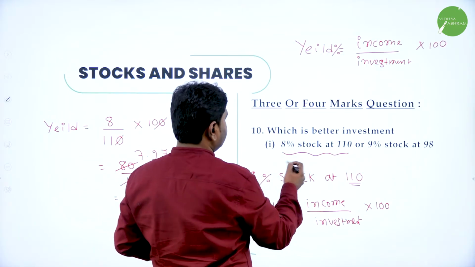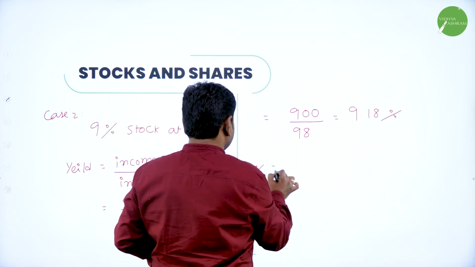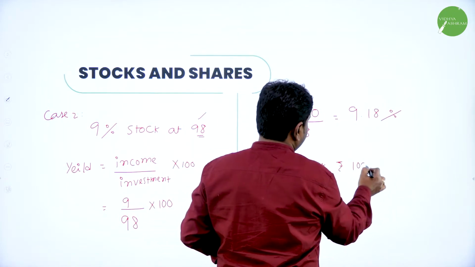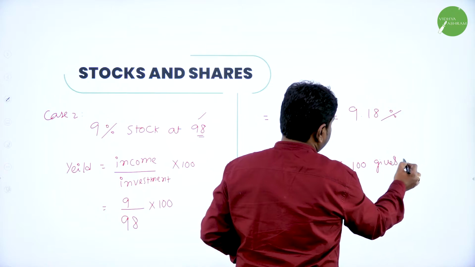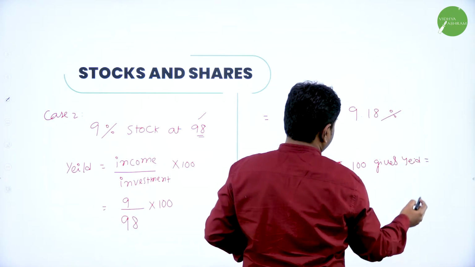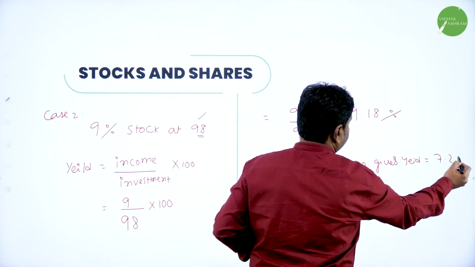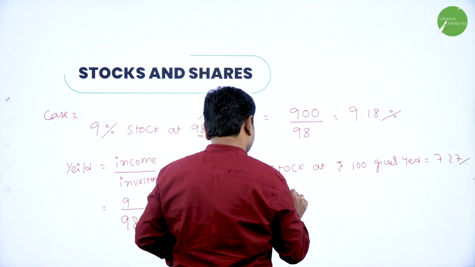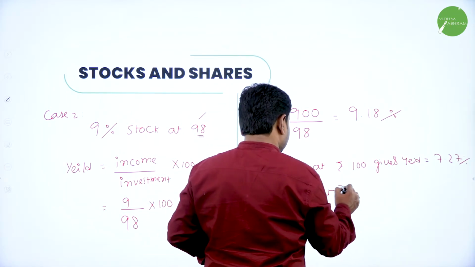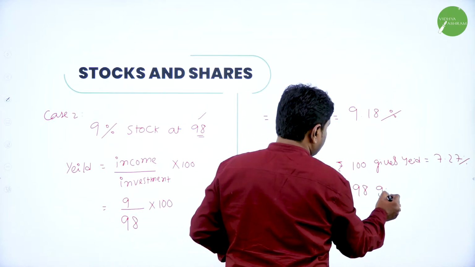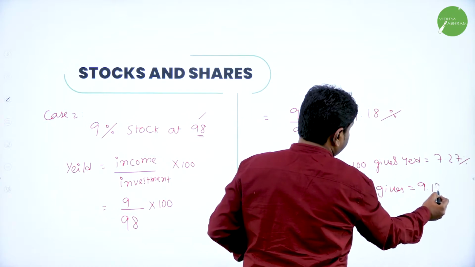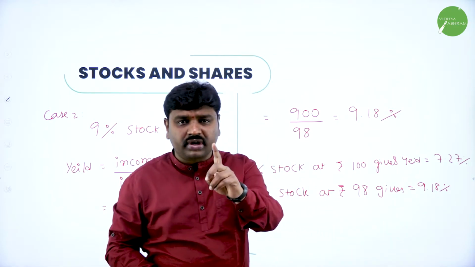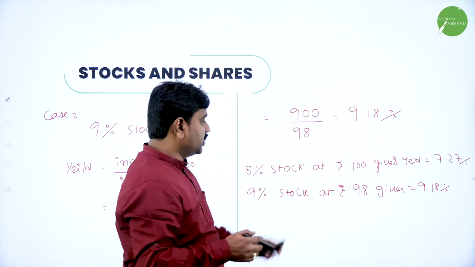So I'll write both the cases. 8% stock at 110 gives yield. What is the yield? Percentage 7.27%, and 9% stock at lesser than face value, that is 98, gives more yield, 9.18%. So now dear students, in these two, which is greater? 9.18. The one with more yield will give you more income, so that is a better investment.